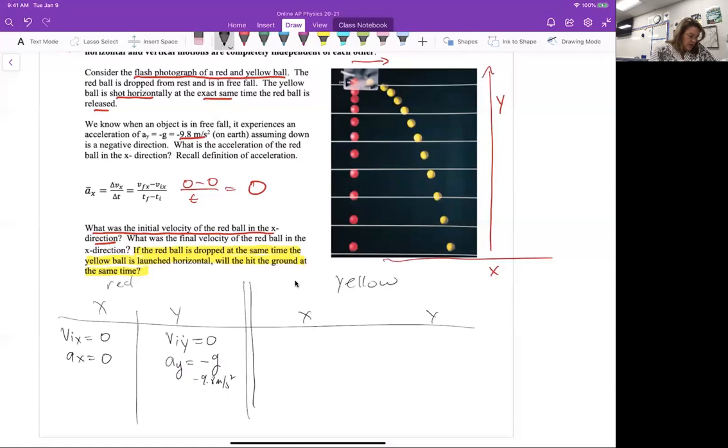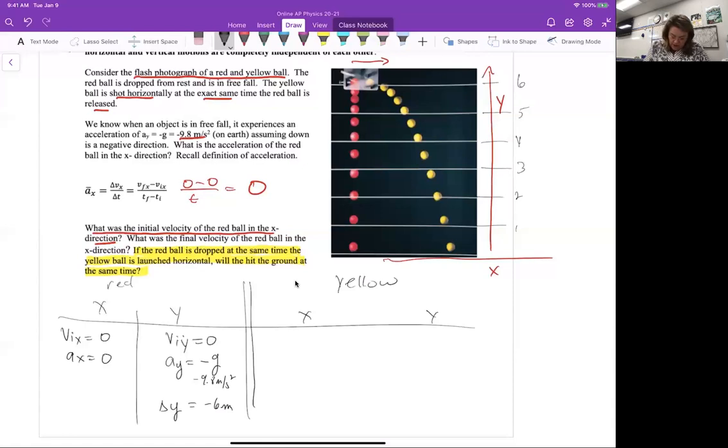And if I knew delta y, we can actually measure this delta y. Let's call it, I don't know, 6 meters, even though that's kind of tall. It's negative 6 meters because it's going down, so its final is lower than its initial, so I'm going to have a displacement in the negative direction. Okay, so I actually have 3 things in the y direction for my red ball.